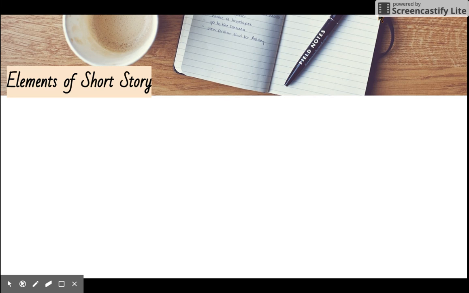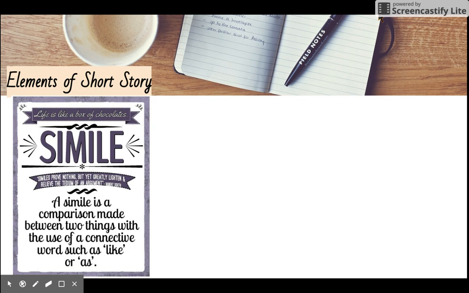We also want to look at 3 other pieces of figurative language. So one is the simile, okay? And a simile is a comparison made between 2 things with the use of a connective word such as like or as. So an example from one of my favorite movies, Forrest Gump, at the top we have life is like a box of chocolates. Okay, so in that quote, Forrest is comparing life to a box of chocolates. You never know what you're going to get. Okay, so life is like, we have like there. It's comparing 2 things. It's comparing life to chocolate. It is therefore a simile.